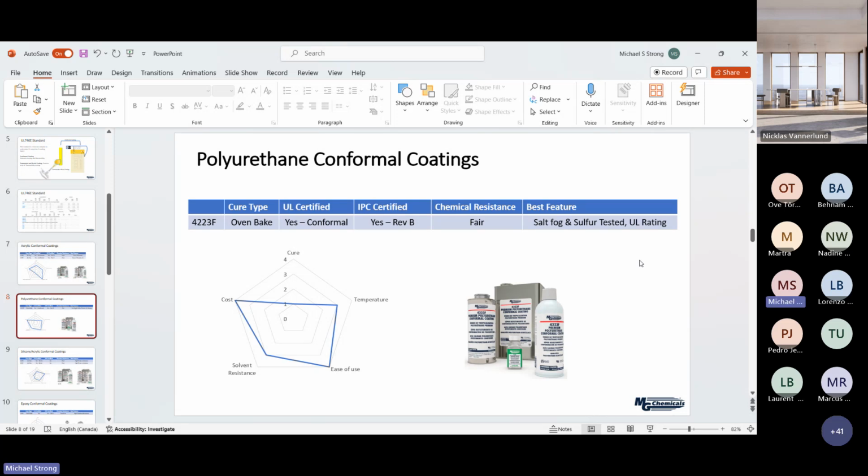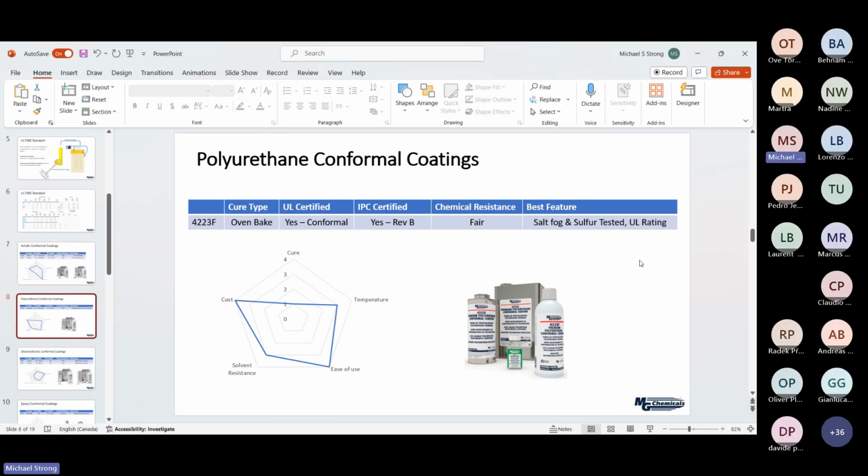Now, the issue with this one is that it requires an oven bake. It's a very aggressive bake cycle. So that has to be considered at the outset if this coating is going to be a candidate material, given the intense curing conditions in which you need to cure this material. It is UL certified again as a conformal coating, and it is certified on the IPC standard as revision B.